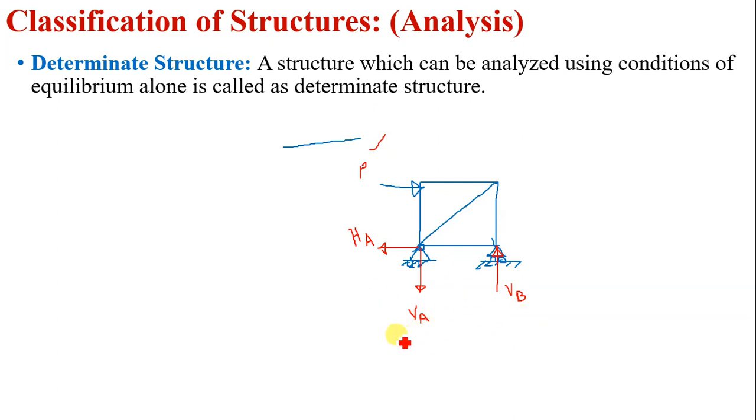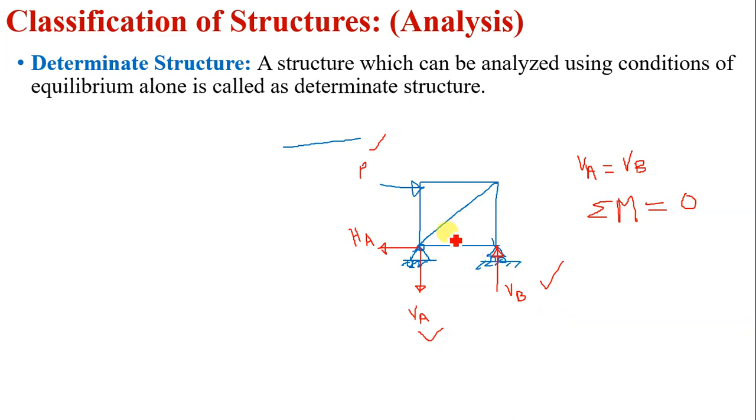Summation Fy is equal to 0 gives VB minus VA is equal to 0, and thus you will have the relation VA is equal to VB. Now only one unknown is remaining. We will use the third condition, summation M is equal to 0, and we can calculate VB or VA. And thus the problem can be solved using conditions of equilibrium alone. So this is a determinate structure.